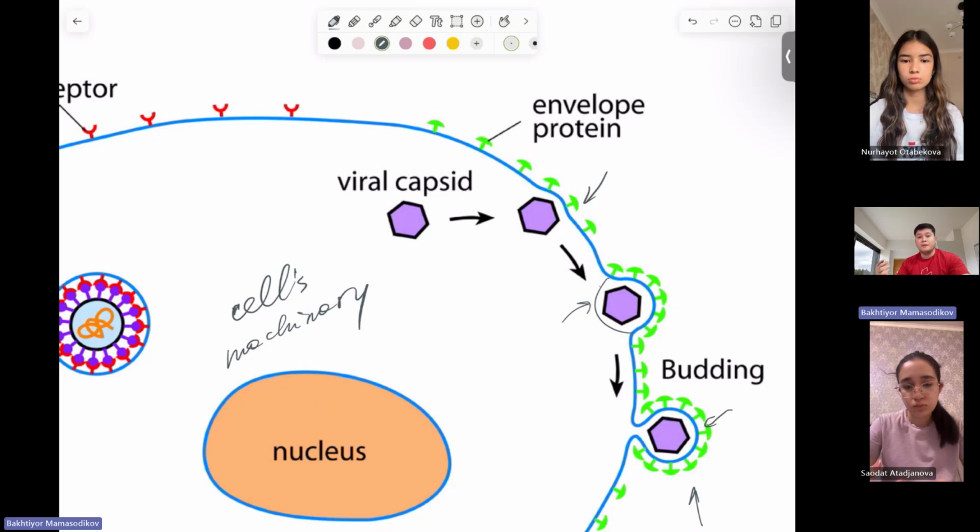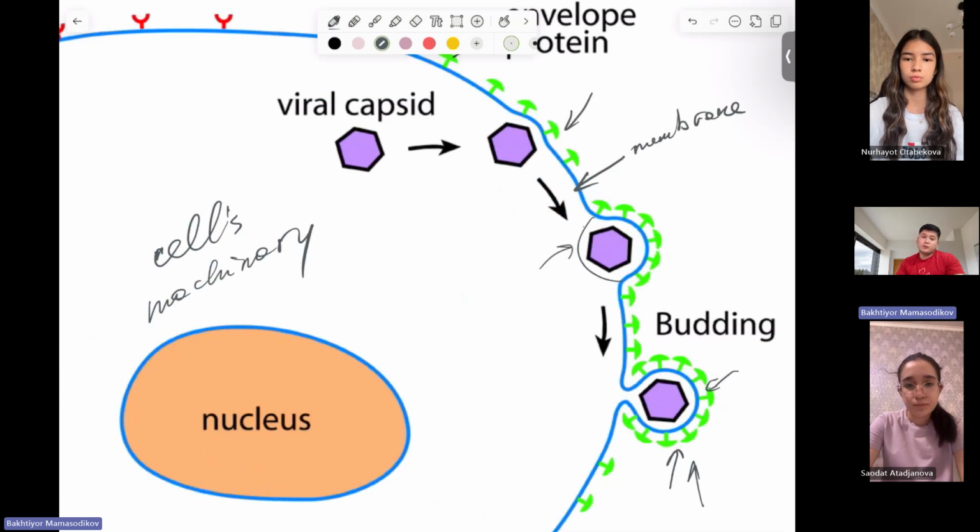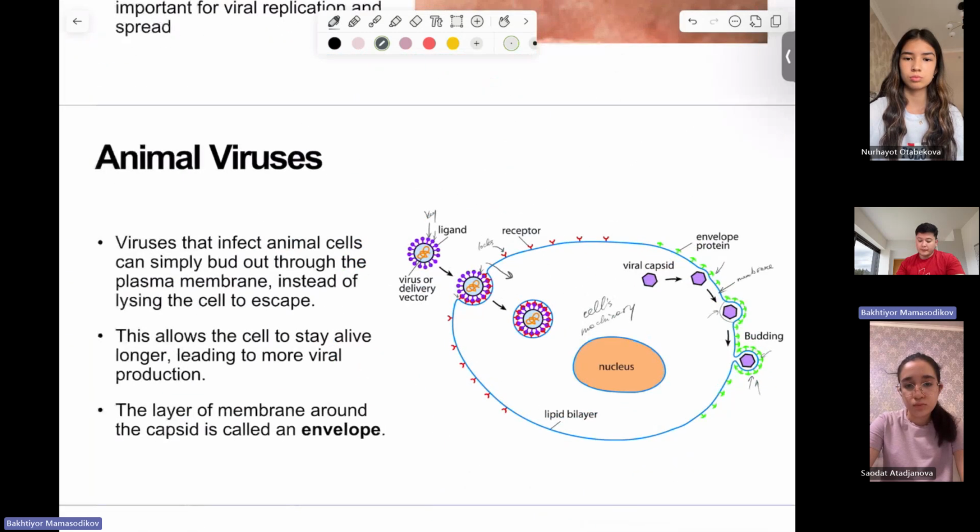So what's an envelope? While budding out, each virus grabs a bit of the cell's outer membrane, the plasma membrane. The virus grabs it and wraps it around itself. This stolen membrane becomes the envelope around the new virus. Do you get my point? Everything clear? Now this virus is called an enveloped virus. Any questions?